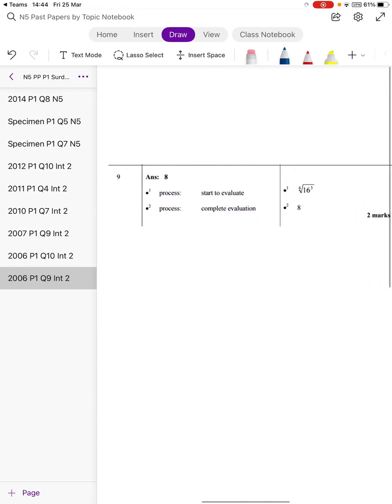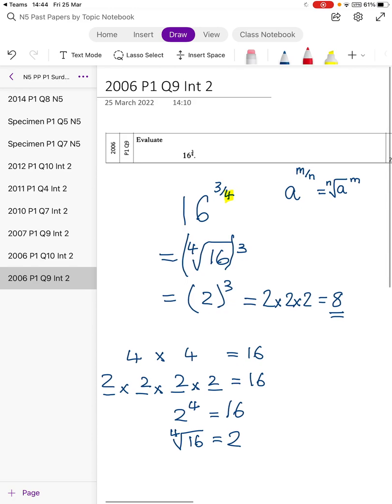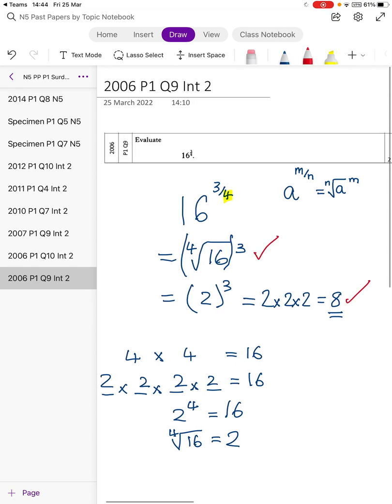So if we just look, we've got 1 mark for writing it with the root notation and 1 mark for evaluating it. So that's just our 2 marks there, 1, 2.